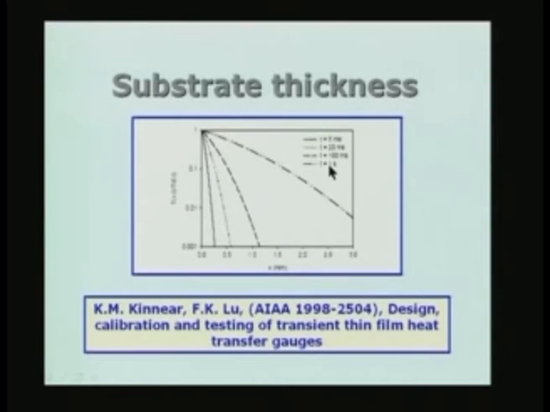Suppose I talk about very rapid changes and very rapid experiments which are conducted in very short time. I may even go for 5 milliseconds or even less. You see that you need not have a very thick substrate. The thickness of the substrate could be very small and still it will appear as though it is a semi infinite medium as far as the response of the temperature of the surface is concerned.